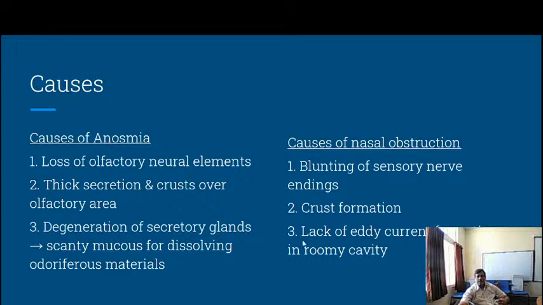Last time we have seen how the eddy currents are produced during inspiration and expiration, particularly when the air passes through the nasal cavity. These turbinates and of course the nasal valve are the ones where there is an obstruction to the free outflow of the exhaled air, and so there is a kind of circulatory movement in the nasal cavity which is called the eddy currents, and these currents are the ones which ventilate the paranasal sinuses.